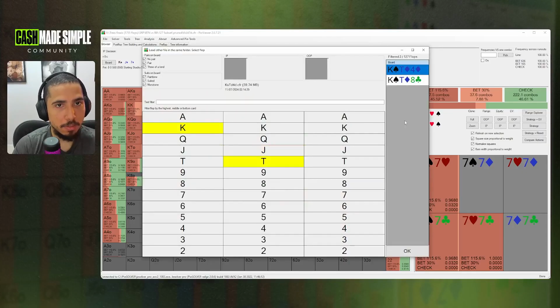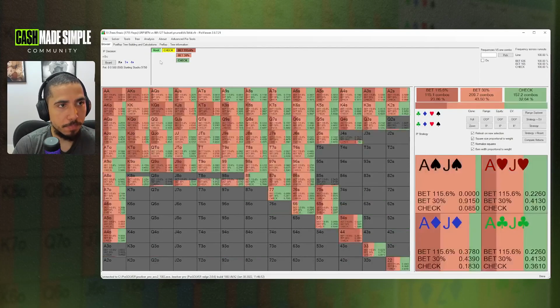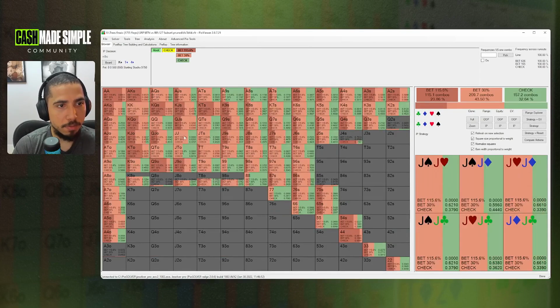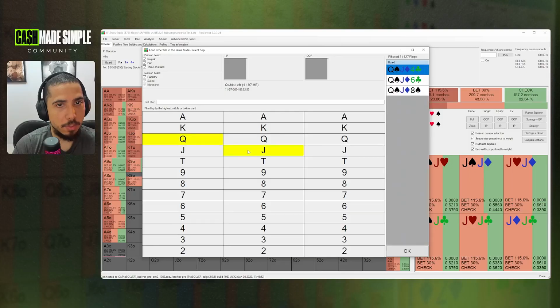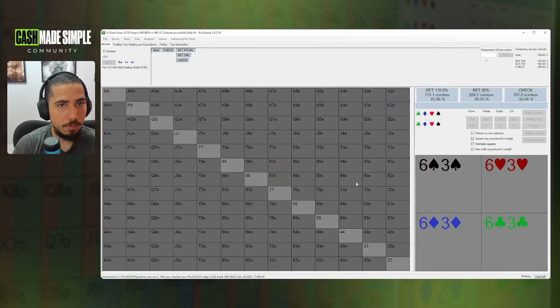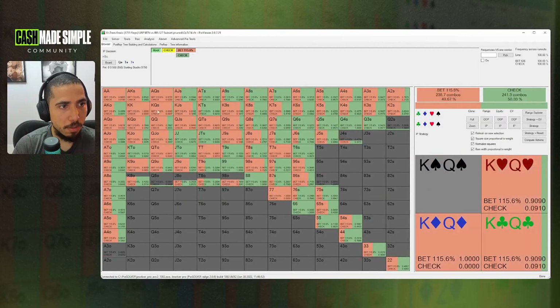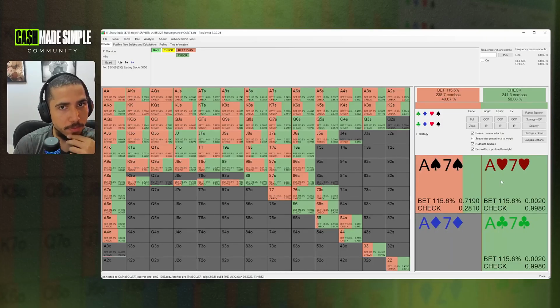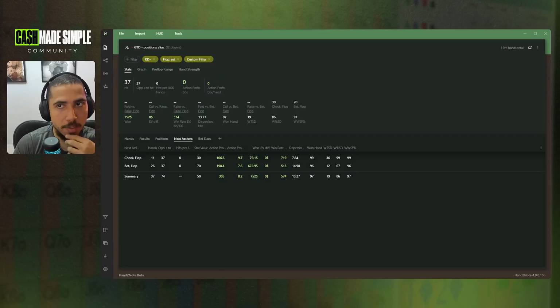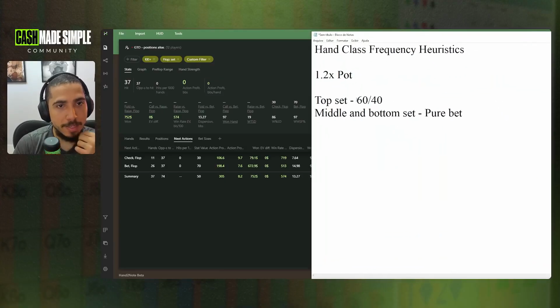King, 10, 4, two-tone. Pocket kings. Yeah, this one is mixing way too many small bets. Queen, 10, 7, two-tone. Pocket queens is betting 75%. Pocket 10 is always betting. So pretty clear here that middle and bottom set should always bet. The top set, it depends.